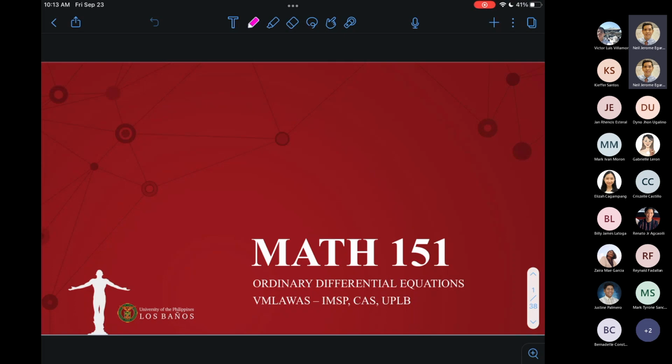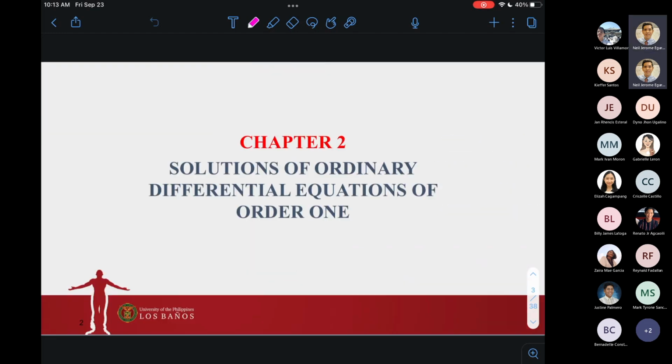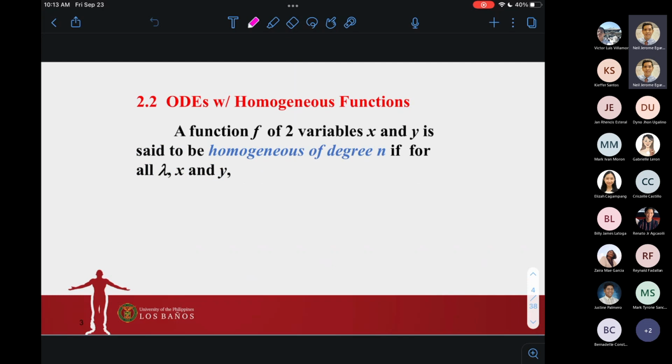Kasi pag may homogeneous components siya, kaya natin siyang isulat in such a way that the variables are separated after a change of variable is implemented. Okay? Pero again, this method, yung section 2.2, nag-work lamang siya kapag yung ODE natin ay may homogeneous components. What do we mean by homogeneous component? Siya yung nandito sa definition na to.